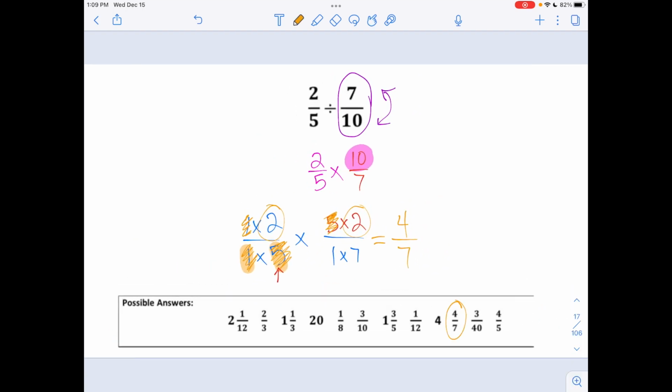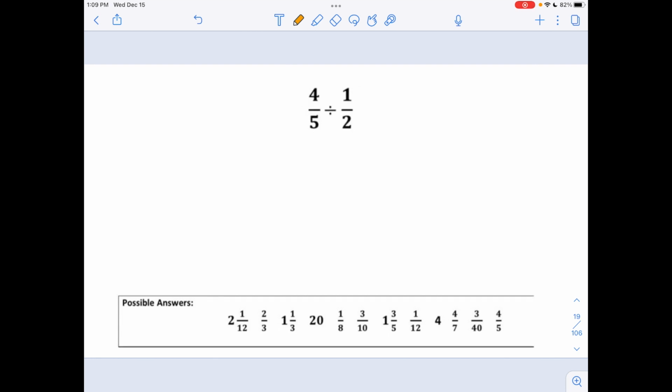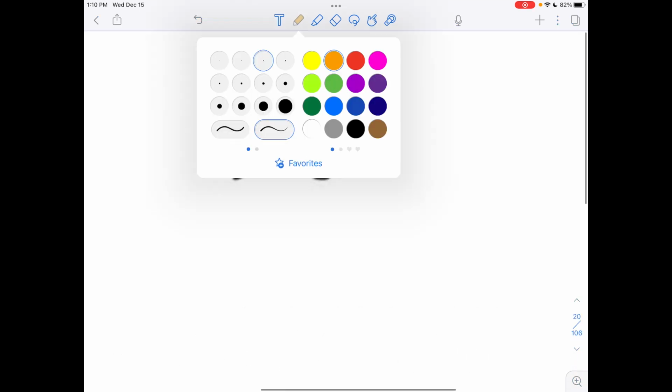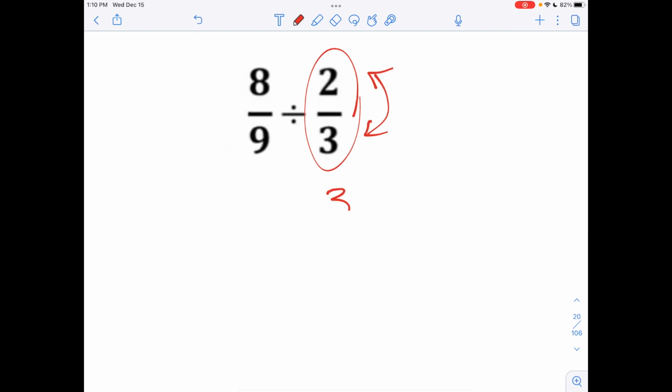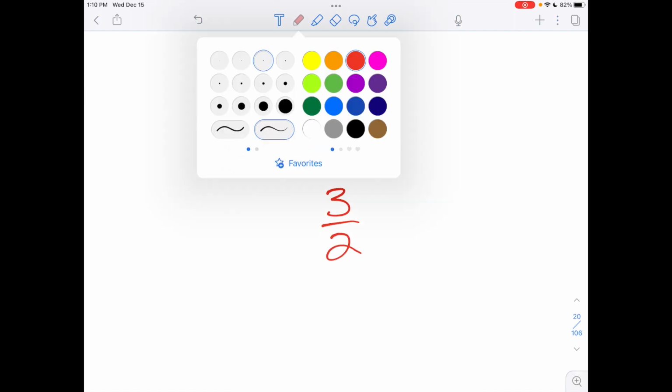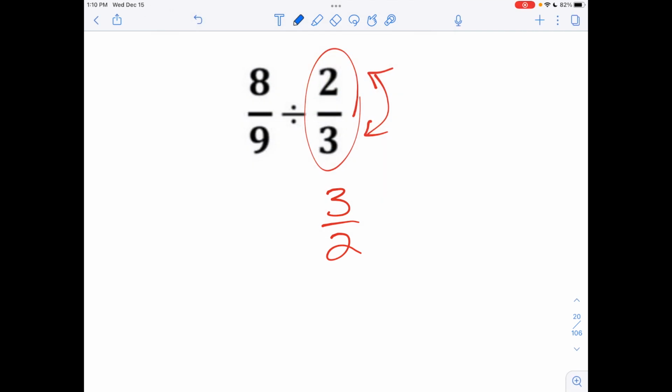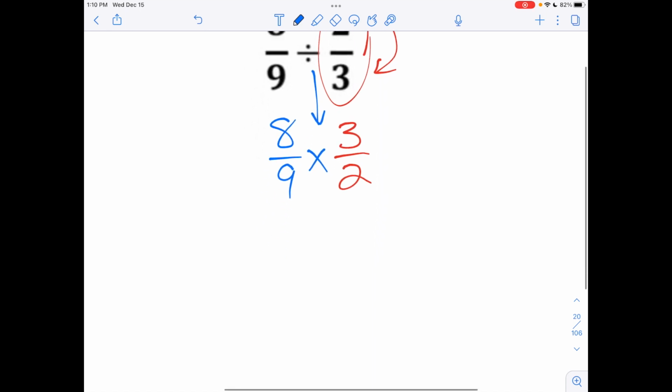And I'm going to do one more. We're going to do this one, 8/9 divided by 2/3. If I want to divide, I'm going to look on the right side and I'm going to flip that fraction over. So instead of 2/3, it's 3/2. If I want to divide, I look on the right side, I find the reciprocal, 3/2, and then I multiply. See how I change that into a times?